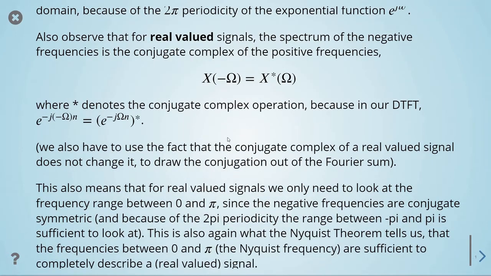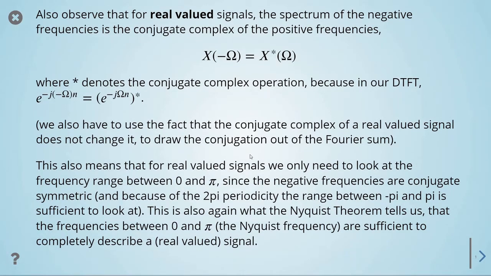So this also means that for real valued signals, we only need to look at the frequency range between 0 and pi, because the negative frequencies are conjugate symmetric. And because of the 2 pi periodicity, the range between minus pi and pi is also sufficient to look at. This is also again what the Nyquist theorem tells us, that the frequencies between 0 and pi, the Nyquist frequencies, are sufficient to completely describe a real valued signal.